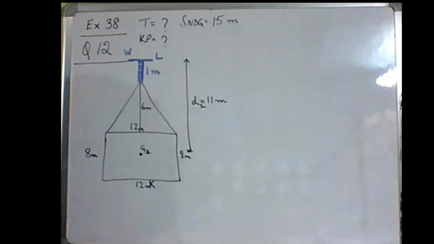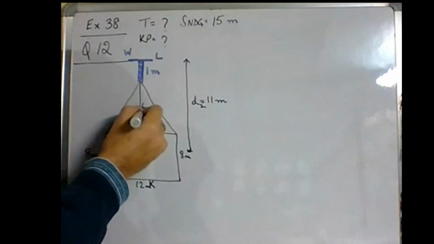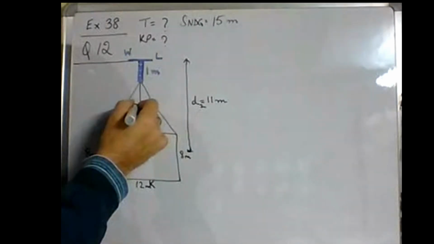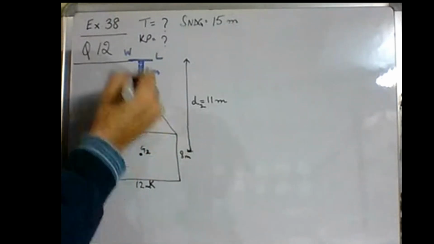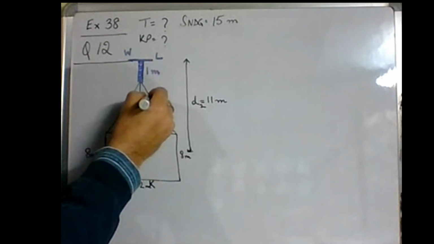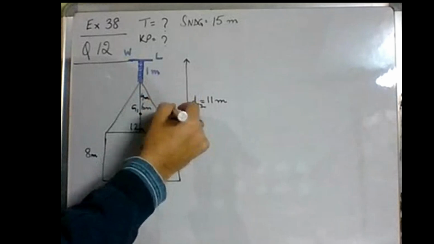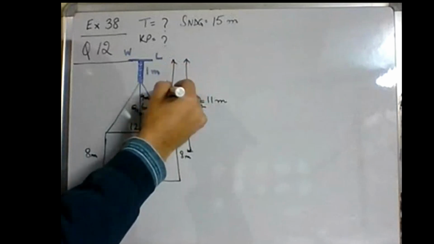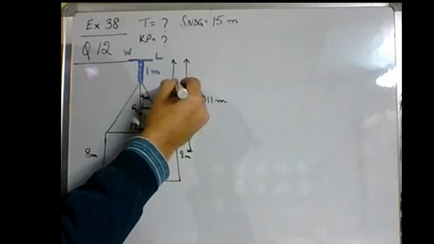Now, geometric center of the triangle, where will it be? 2 meter from base. 2/3 from where? Apex. 2/3 of 6. That means 4 meters from apex. So how much is D1? 5 meters. Is that okay with everyone?